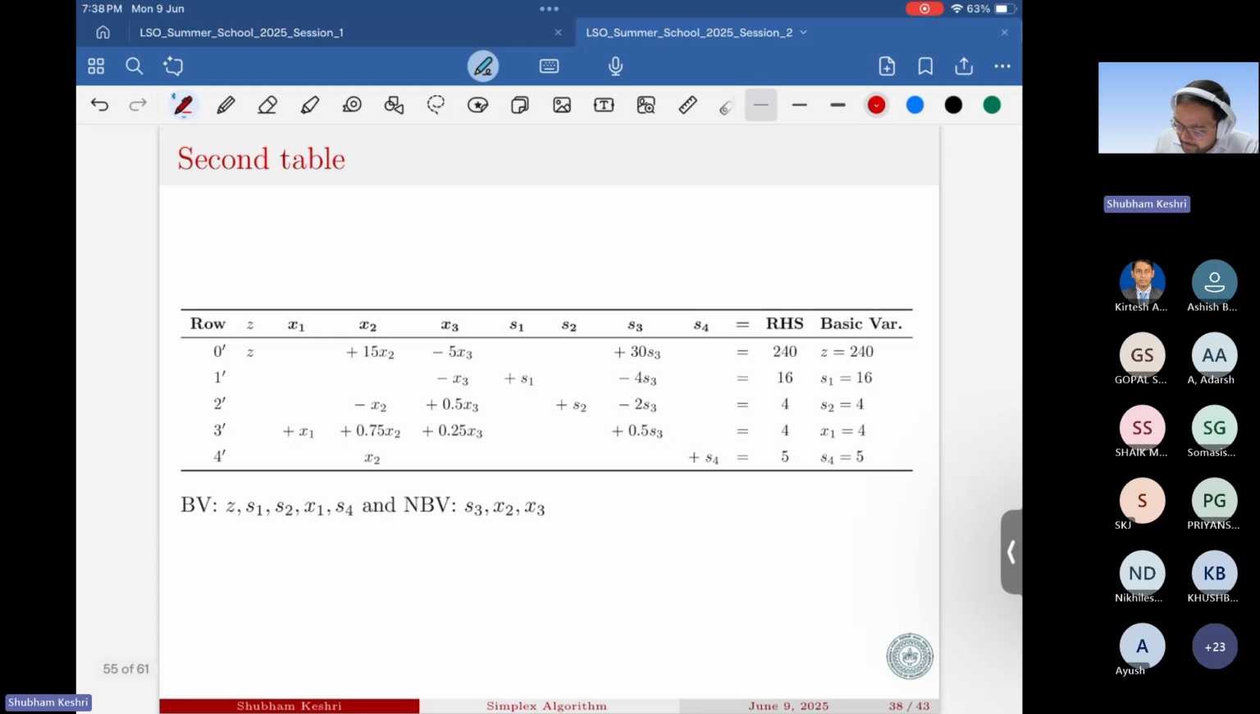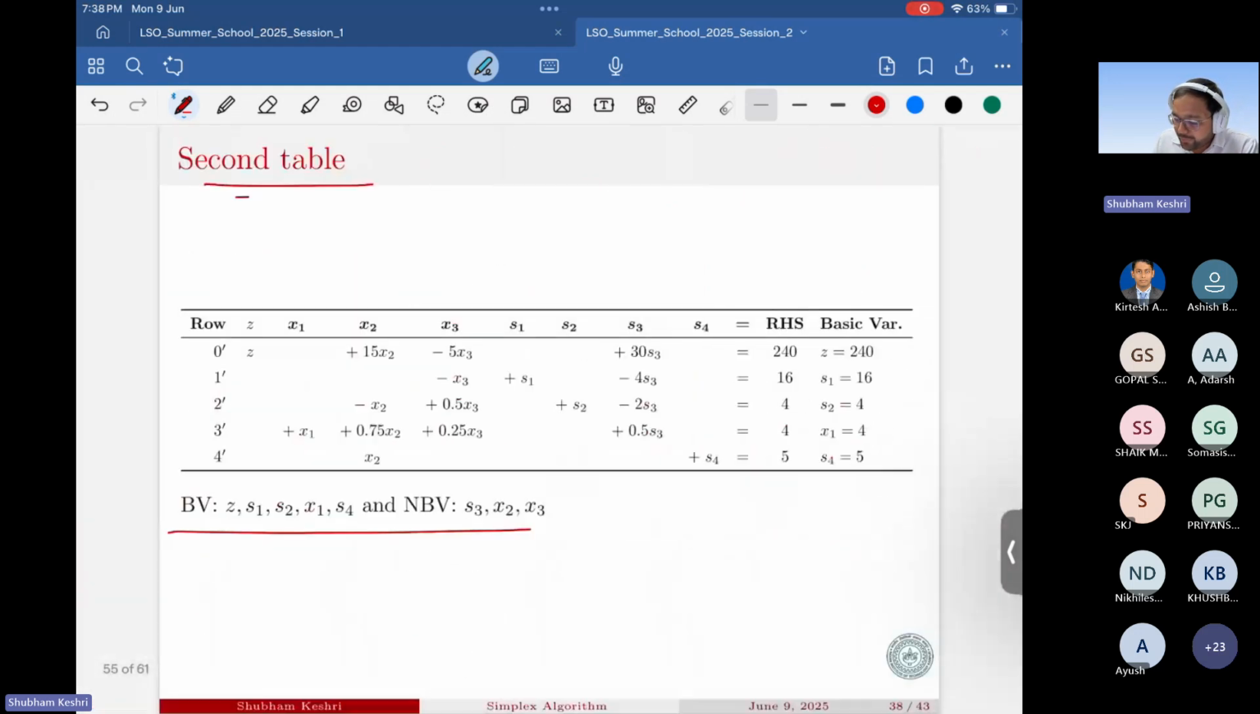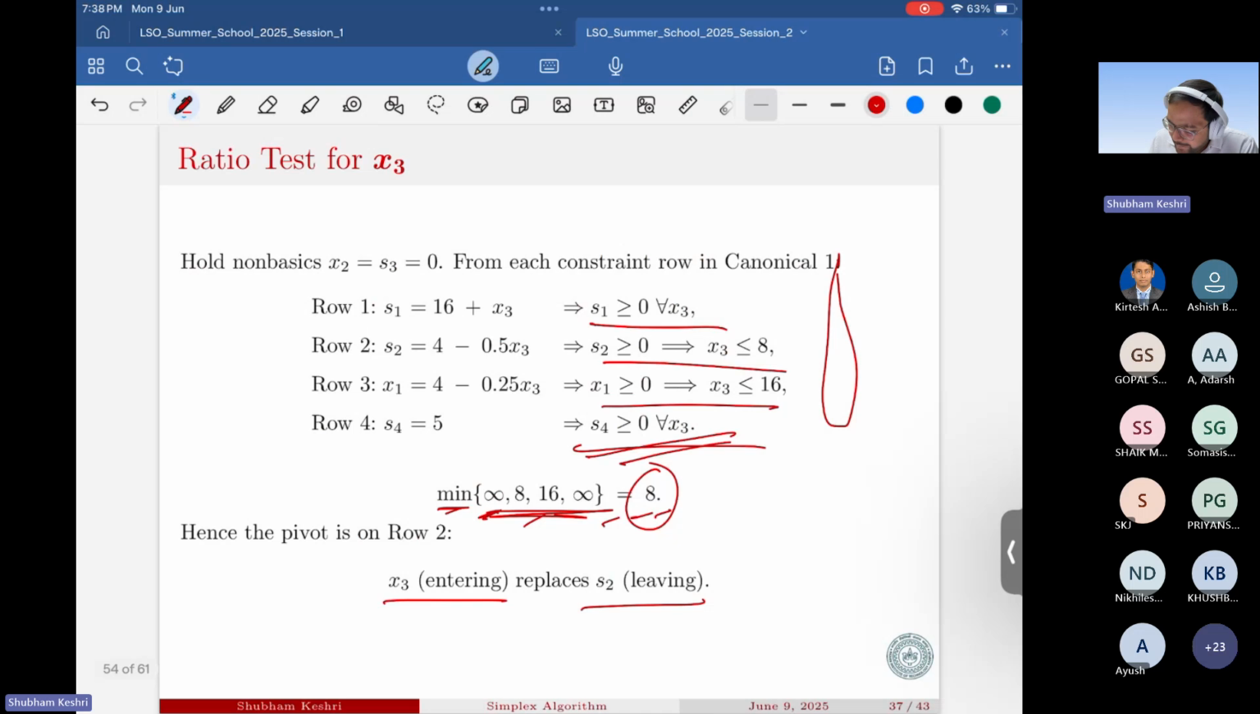So again, this is the second tableau. So this tableau and this tableau is the same. I have written over here just to illustrate that since x3 is the entering variable, and the row it has entered using, it has entered using row 2.